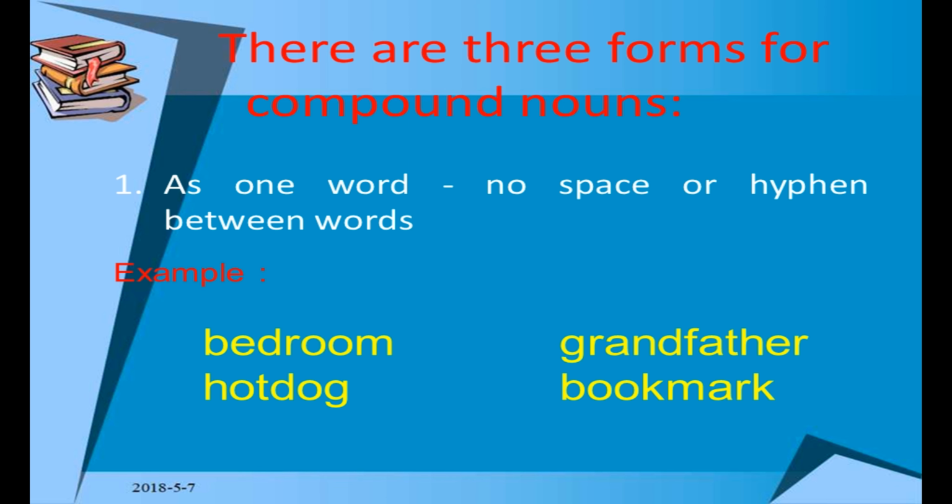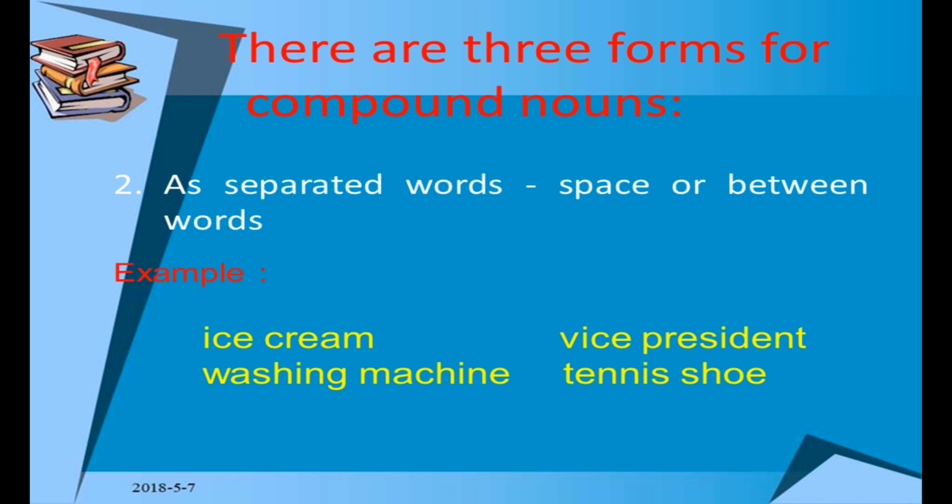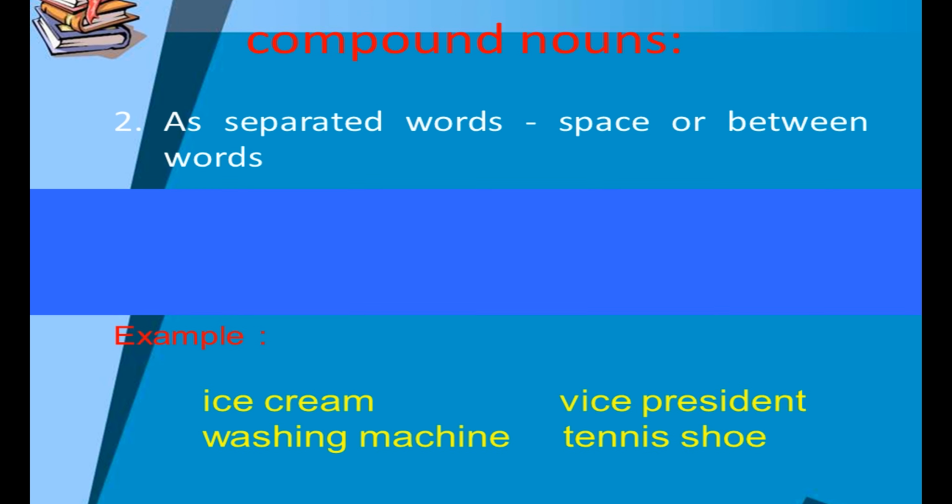There are three forms for compound nouns. One, as one word. No space or hyphen between words. Example, bedroom, grandfather, hot dog, bookmark. Number two, as separated words, with a space between words. Example, ice cream, vice president, washing machine, tennis shoe.